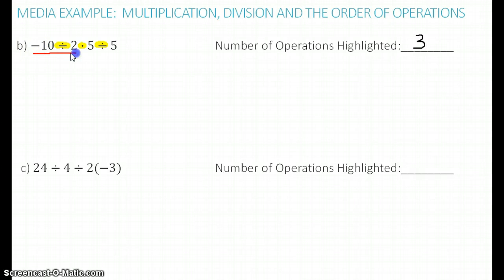So starting with -10 divided by 2. 10 divided by 2 is 5. One of the signs is negative, so we have -5. And we have times 5 divided by 5. So the result, and then the remainder of the problem. Our next operation is multiplication. -5 times 5 is -25.